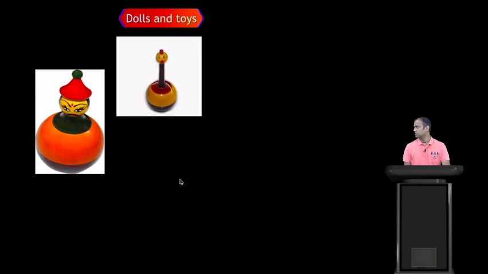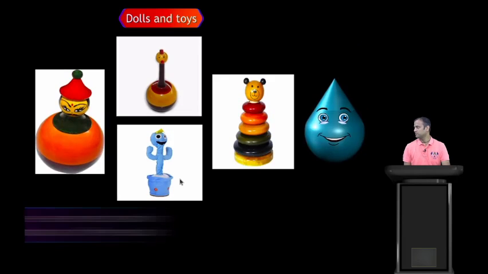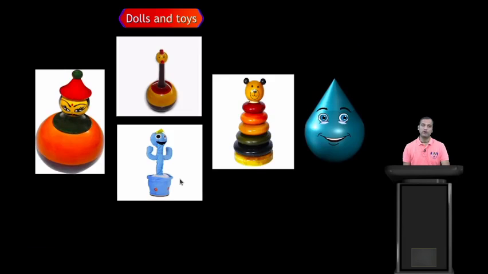We have a lot of objects which are either cuboid, cube or cylinder, but we have some more objects which are a combination of these, maybe cube and cylinder, or cylinder and hemisphere, or cone and hemisphere. So we can make many objects with a combination of 3D objects. Here you can see that these dolls and toys are combinations of solids.